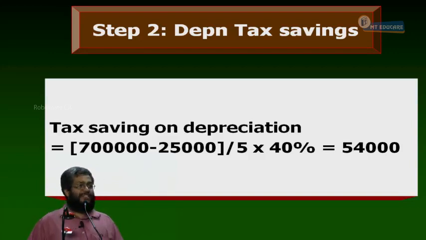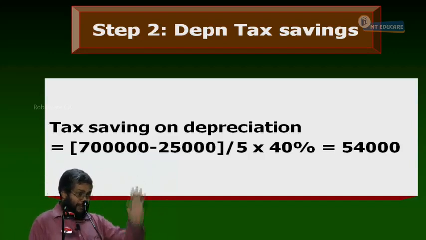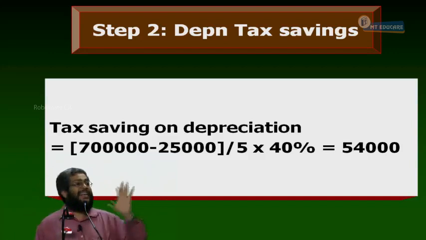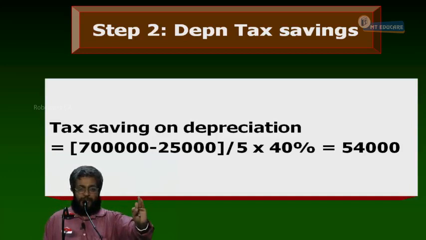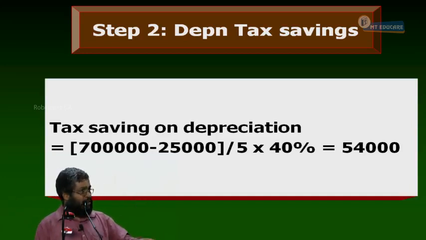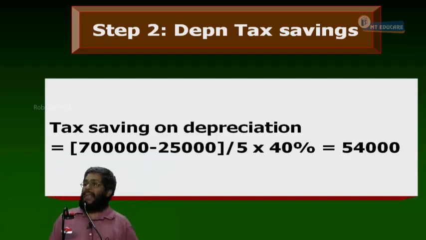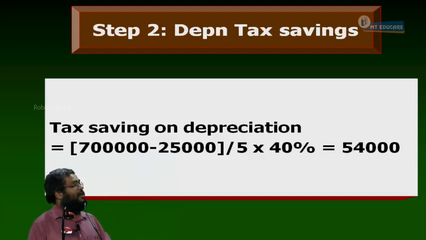Now, salvage value is how many rupees? 25,000 rupees, both before tax as well as after tax. Tax is zero, because at the end of the year the book value of the machine is 25,000, and the salvage value is 25,000. The machine costing 25,000 is sold for 25,000. What is the profit on sale? Zero. The tax is zero. So salvage value after tax is 25,000.